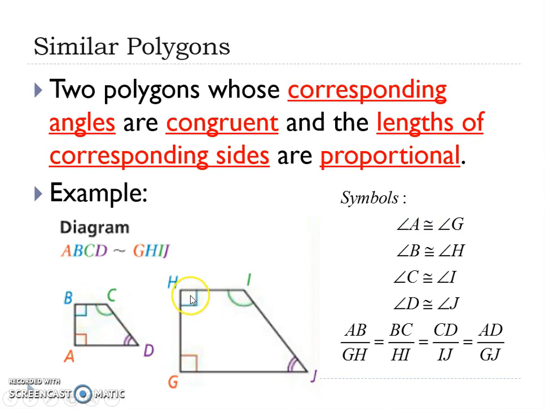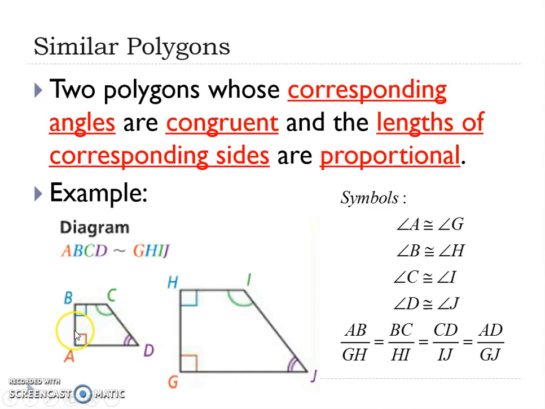Angle B is congruent to angle H. Angle C is congruent to angle I. Angle D is congruent to angle J. So if two polygons are similar, that means their corresponding angles are congruent. Now, the corresponding sides are not necessarily congruent. They're proportional, which means the angles inside are congruent, they're the same, but the sides are proportional.